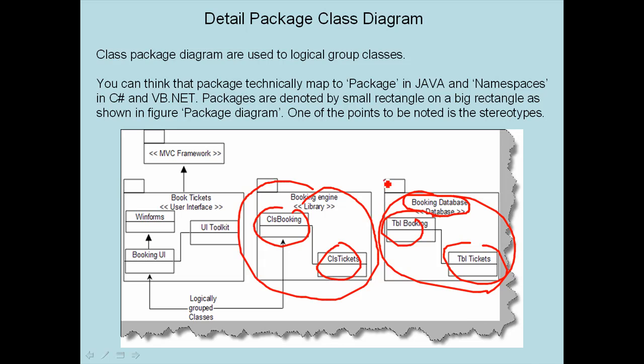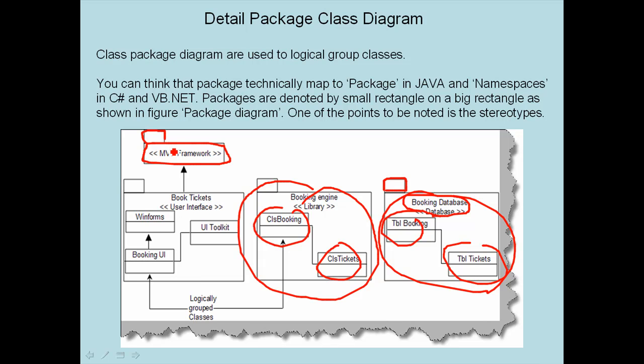To denote the package diagram, you show a rectangle, and then a small rectangle at the top left hand side. Technically, if you have used the package keyword in Java, that is what it translates into in code, a package keyword. In C#, it is namespaces, because both packages and namespaces in Java and .NET respectively logically group the classes.